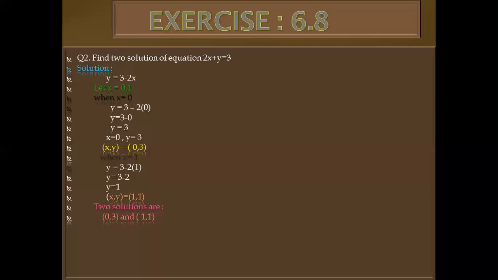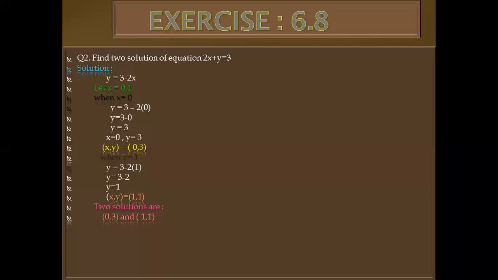In my solution, I take x is equal to 0 and 1 because we need 2 solutions, so I take only 2 values. And always take the value of x, not the y. We always put the value of x. Let x is equal to 0, 1. When x is equal to 0, in this equation, you replace x with 0. Y is equal to 3 minus 2 into 0. When you multiply any number with 0, the answer will be 0. Y is equal to 3.